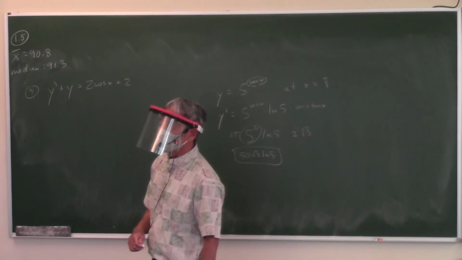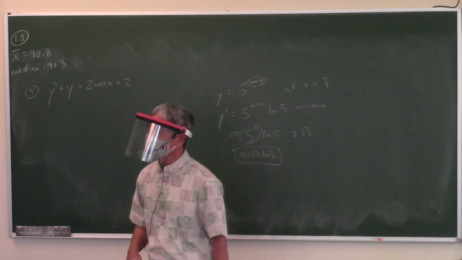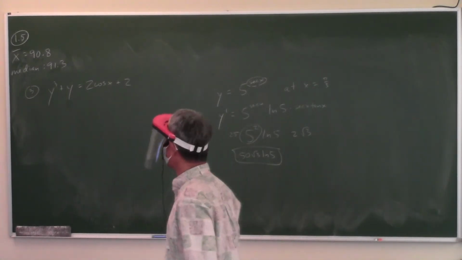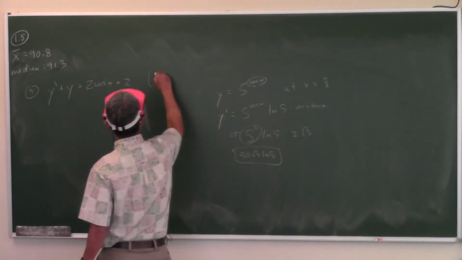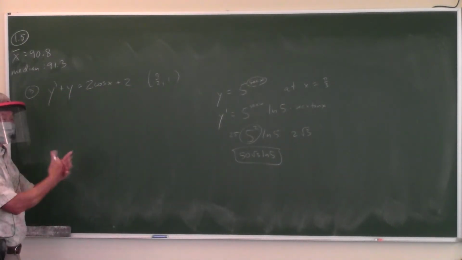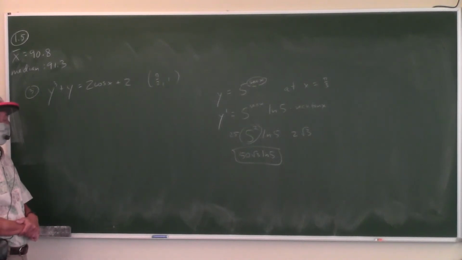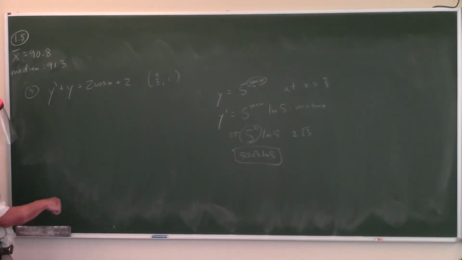It says compute the value of the second derivative at the point pi over 2 comma 1. So what we gotta do is compute the second derivative and then plug in this point. How do you think I'm gonna compute the second derivative here? Implicit differentiation.